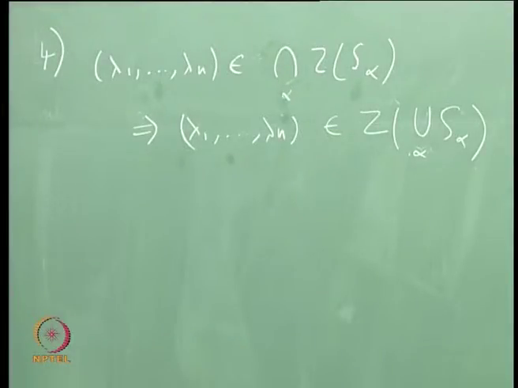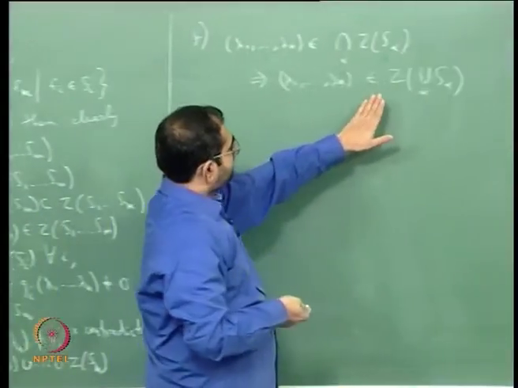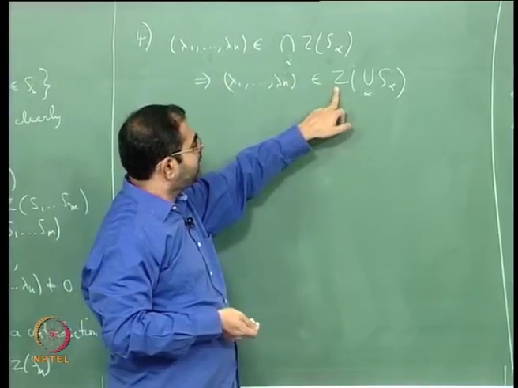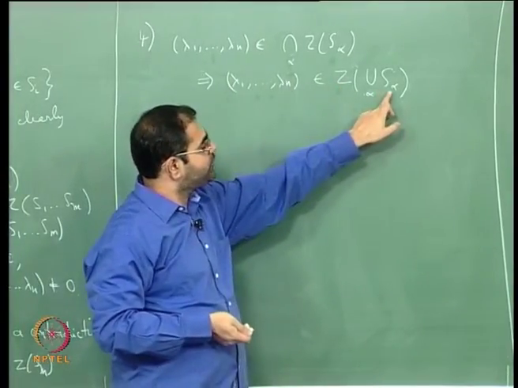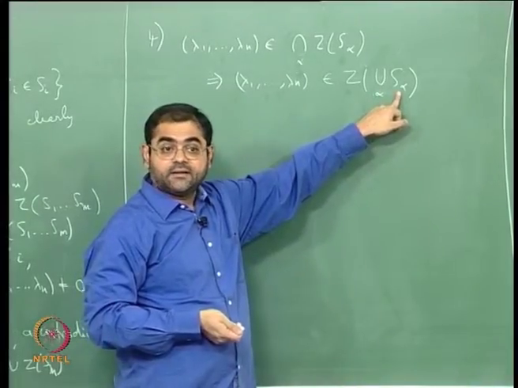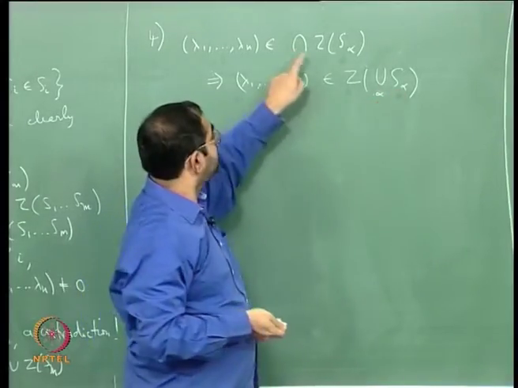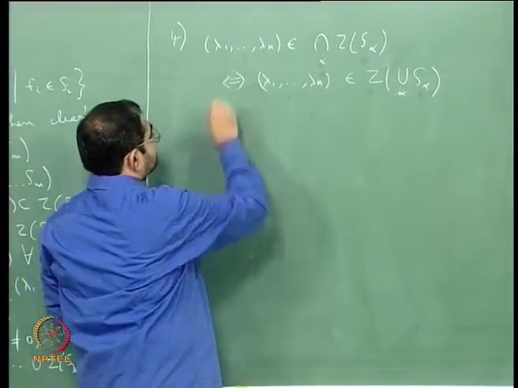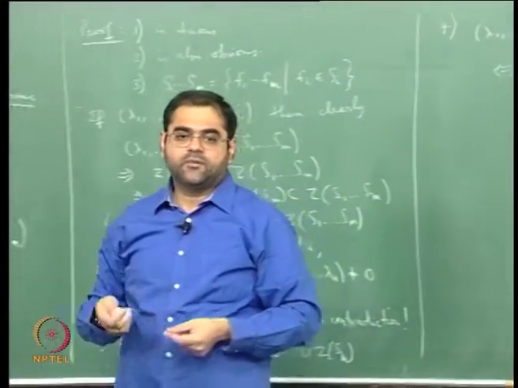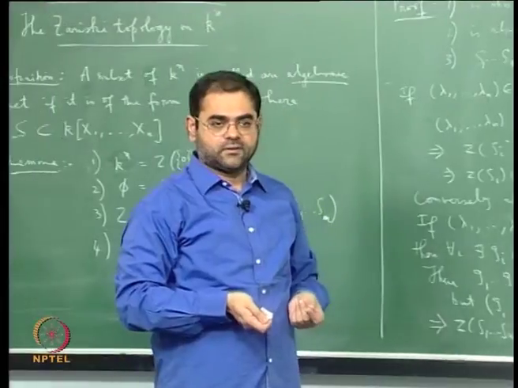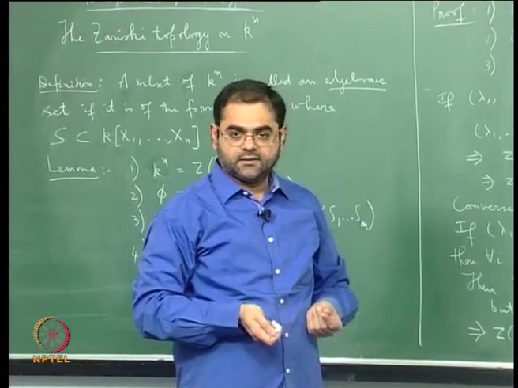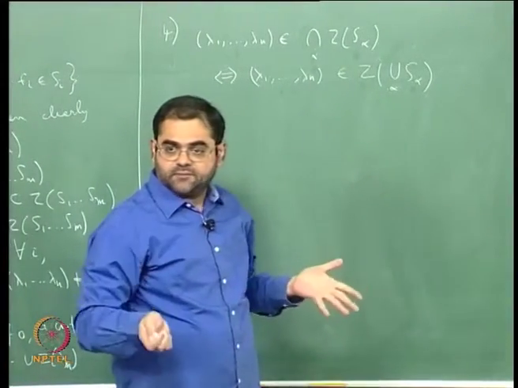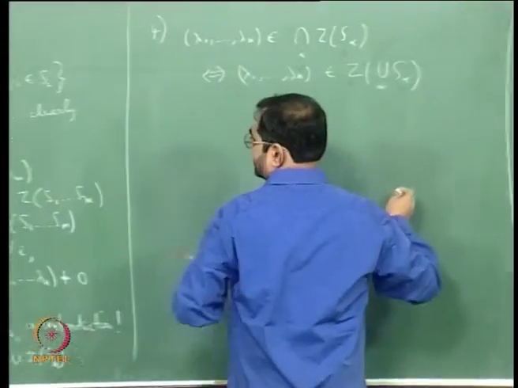The other way is also obvious. If you have a point here, then certainly that point is going to be a 0 of every polynomial in S alpha for every alpha. So it is going to belong to each Z of S alpha, and therefore it is going to belong to the intersection. Therefore this is just obvious, provided you think about it for some time. It is very simple logic, just set theory. So that is the end of the proof.